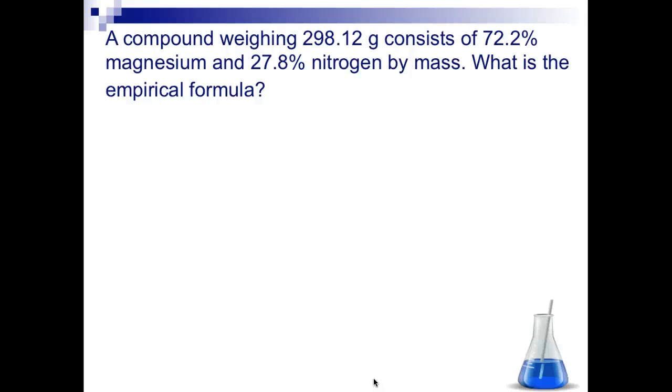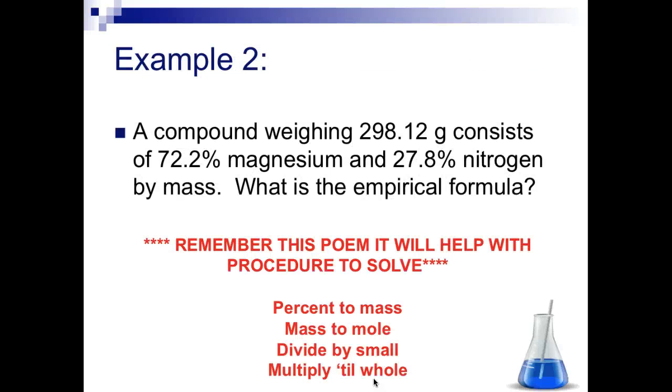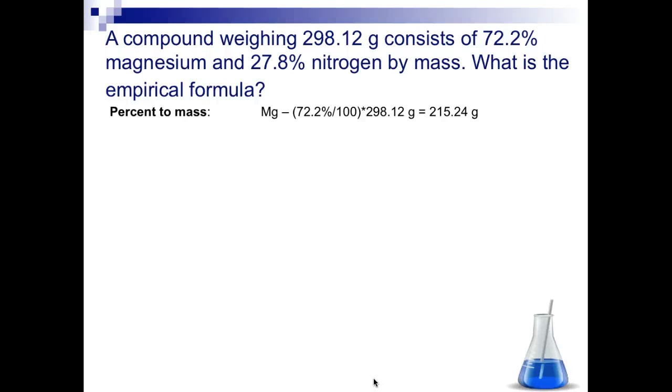The first thing you need to do based on our little rhyme is go from percent to mass. So we have 72.2 divided by 100. That'll give us the decimal amount times 298.12 grams. So the mass of magnesium is going to be 215.24 grams. We're going to do the same thing for nitrogen and get 82.88 grams.